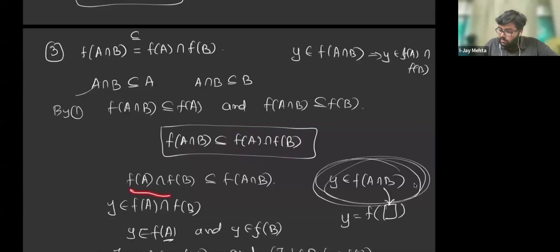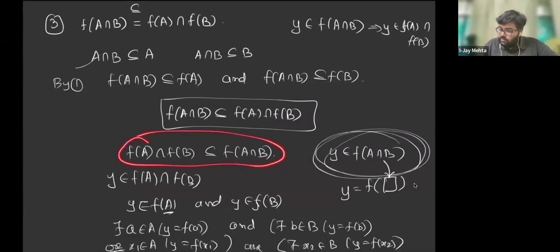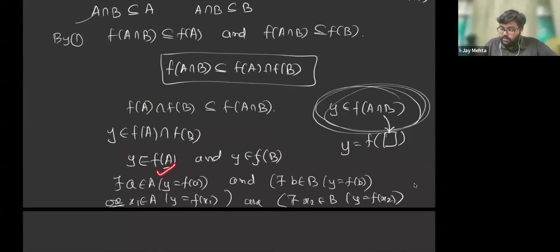So we started with y belongs to, we are proving this. So y is in f of A, y is in f of B. Y is in f of A, so there is some a in A so that y equals f of a. There is some b in B so that y equals f of b. Now I want an element, y equals f of some element. That element should be in the intersection.